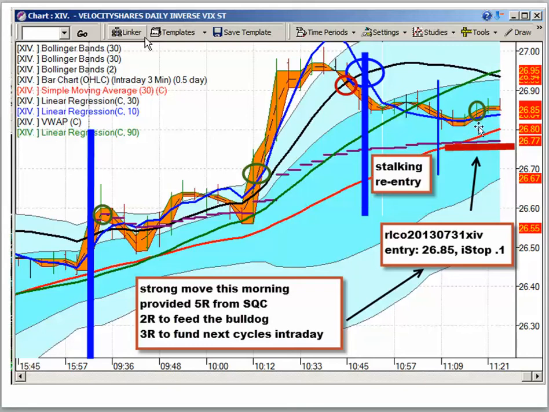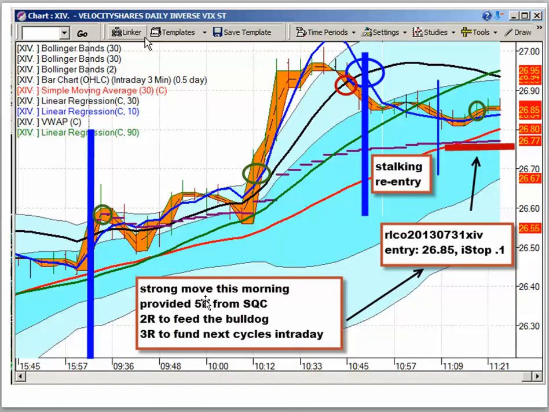It looks like it's finding support at the VWAP and the 30-period regression line, or 30-period moving average, the middle of the river. I like that the 30 is still out of the river, that the 10 is finding support and rolling up. The 90 is still long and strong, and the VWAP is acting as support. So I don't mind this.